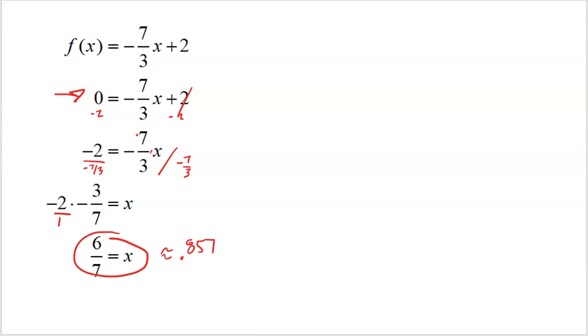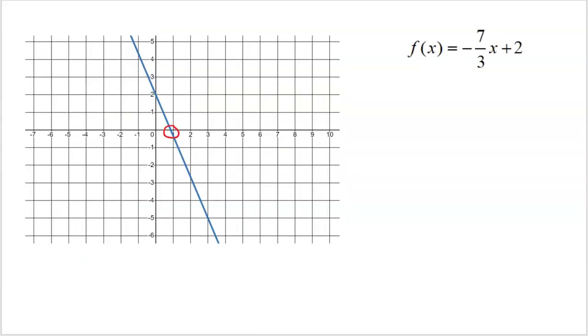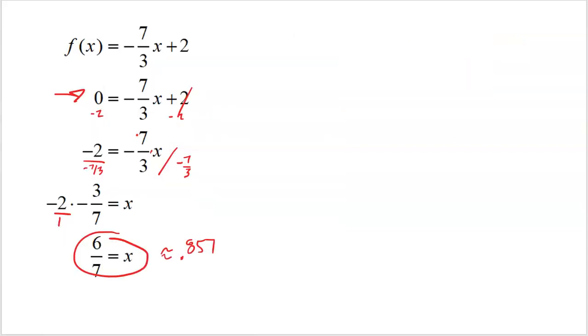So if we look back at that graph, where originally we were like, I'm not quite sure exactly what that is. It's just a little bit less than 1. Now we know that it's exactly 0.857.